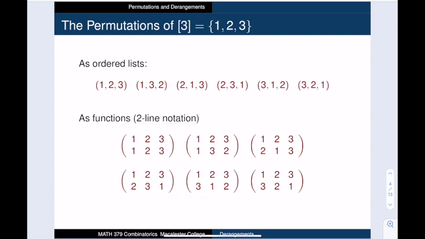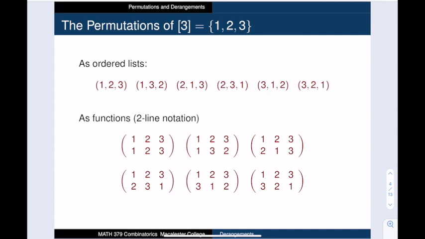And in this two-line notation for a function, we always list the elements in order in the first row. So here 1, 2, 3. And then we write the image of the element below it. So for example, in this function, the element 1 maps to 3, the element 2 maps to 1, and the element 3 maps to 2.